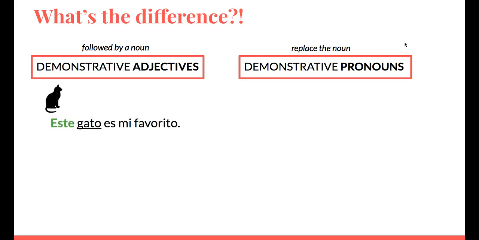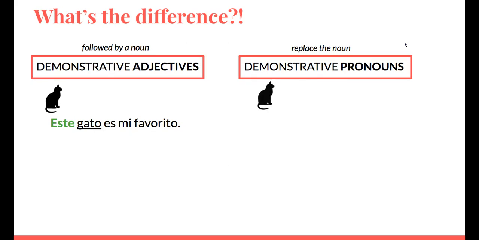Examples. So here's a cat, and I say, "este gato es mi favorito." Este is my demonstrative adjective. Gato is the noun that comes right after it. So I'm saying, this cat is my favorite. And you can imagine I'm pointing to it and saying, this cat, "este gato es mi favorito."